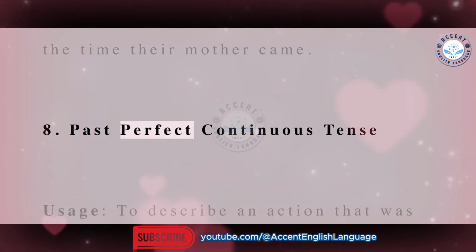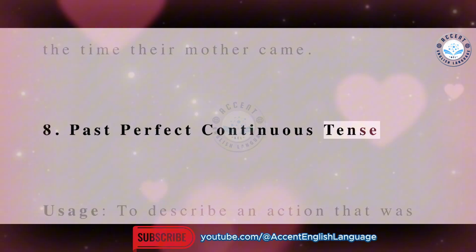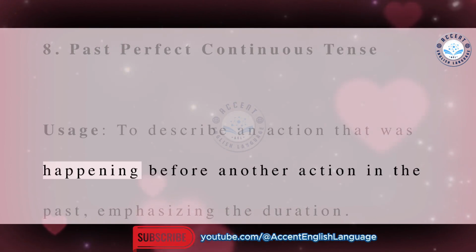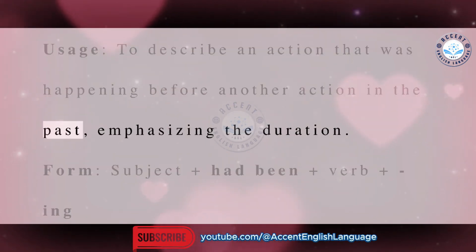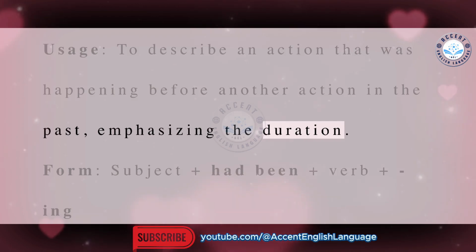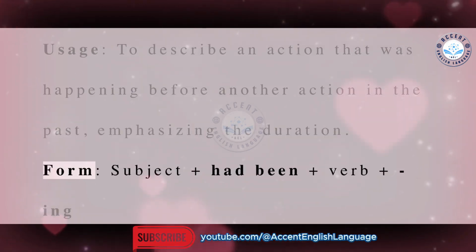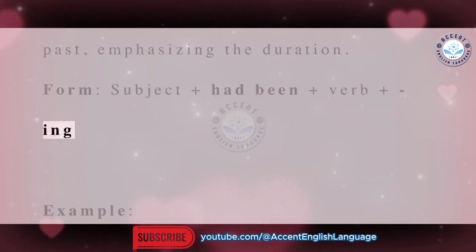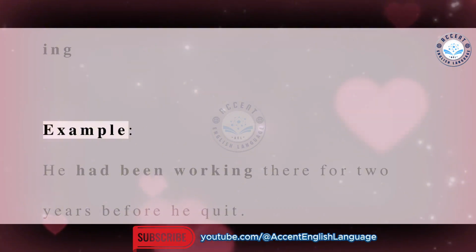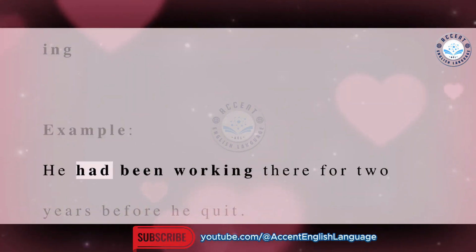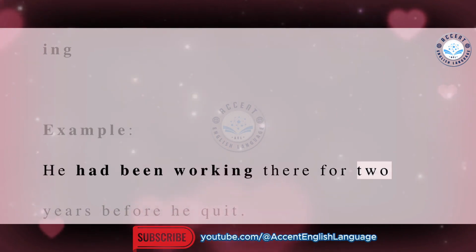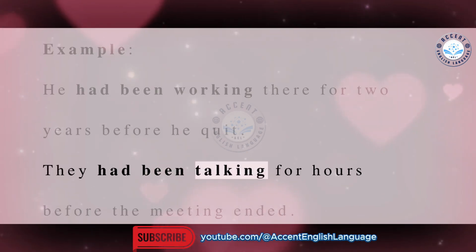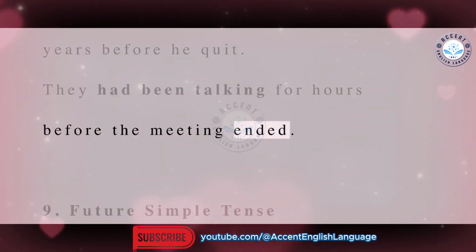8. Past perfect continuous tense. Usage: to describe an action that was happening before another action in the past, emphasizing the duration. Form: subject plus had been plus verb plus ing. Example: He had been working there for 2 years before he quit. They had been talking for hours before the meeting ended.